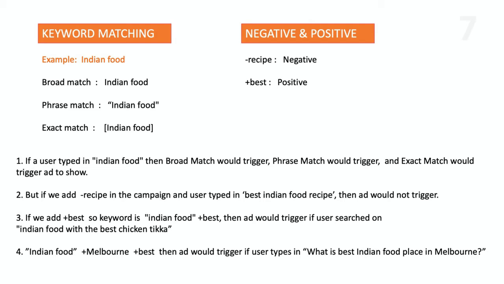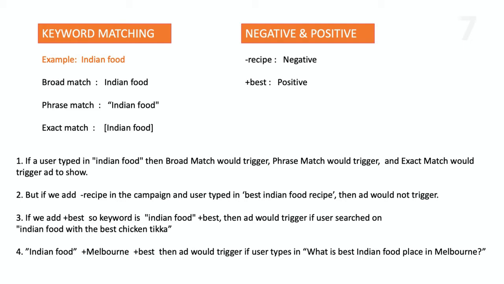So that would be how you'd perhaps combine a phrase match with a negative keyword. You had Indian food as the phrase, and then you had negative recipe. And then you could also have a positive. Say you're the best restaurant in your location, then you could use a positive with the word best. So if I typed in something like the best Indian food in Melbourne, because I've got best in there and I've got Indian food, but then I've added in Melbourne, that would trigger my ad.